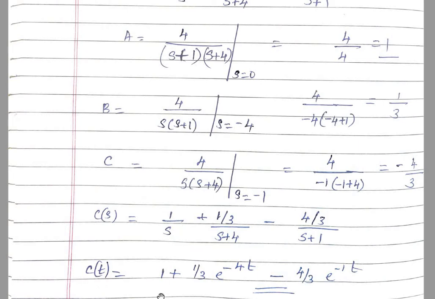L inverse of 1 by s is 1. What is the Laplace inverse of 1 divided by s plus a? It is 1 into e raised to minus at. Similarly, the Laplace inverse here is 1 by 3 into e raised to minus 4t minus 4 by 3 e raised to minus 1t. This is the expression for the output of the given second order system.